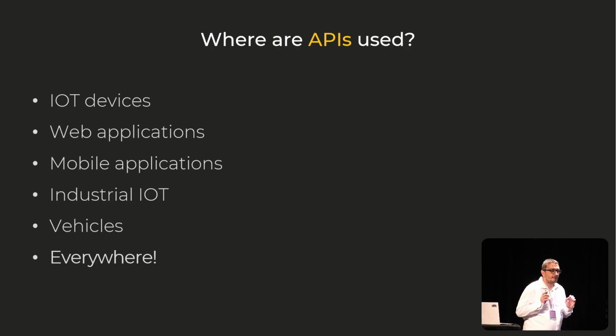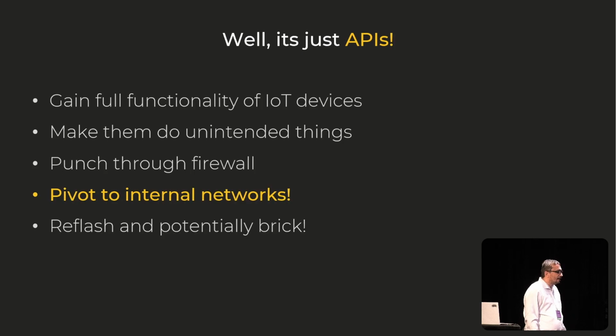Whenever you're opening a mobile application and interacting with a device, you are using a two-way API. You are making a call to the API, and the API is also making a call either via MQTT or HTTP to the device. The vulnerabilities: back when I started pen testing 7 or 8 years ago, we were always saying, it's just an API, you cannot do anything really bad with that. Well, you can gain full functionality of all the IoT devices. You can make them do really, really unintended things.